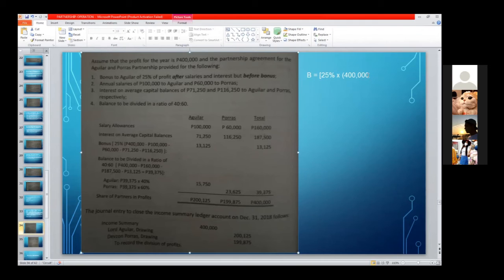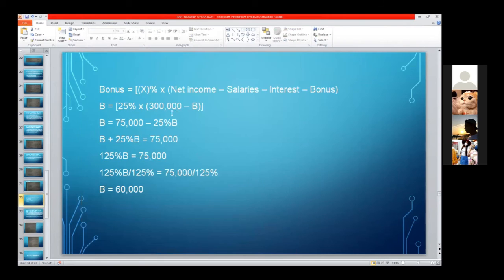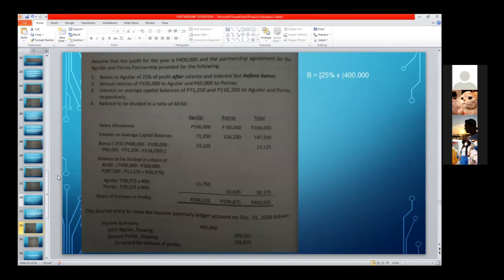So, yung kaninang computation, ay yung formula na tinuro ko, di ba, meron tayo pang ganyan. Net income minus salaries, minus interest, minus bonus. Ang pagbasa dito is profit after salaries, after interest, after bonus. Pero ang andito sa problem natin, meron tayong profit after salaries and interest, but before bonus. So kaya, paano magiging computation natin dito? Ano yung mga i-deduct natin dyan sa 400,000?